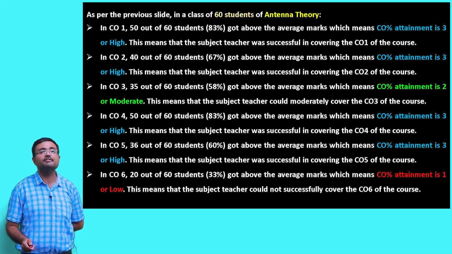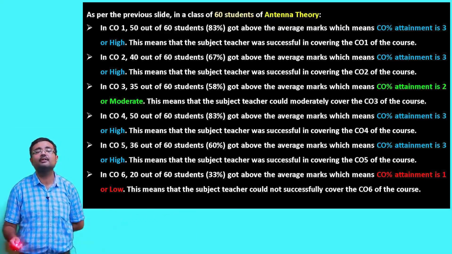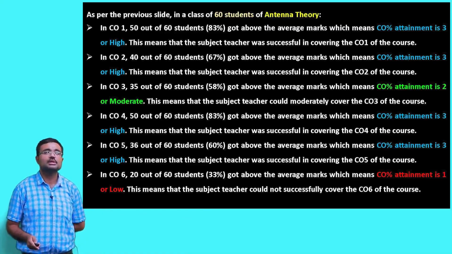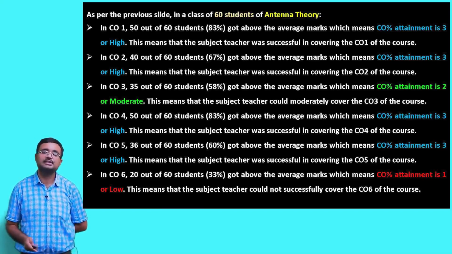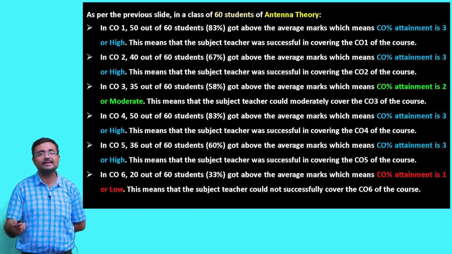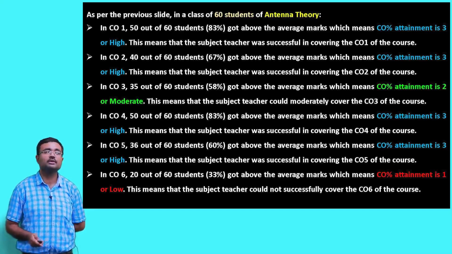CO3, only 58%, 35 out of 60 students got above the average marks, which means CO percentage attainment is 2 or moderate. This means the subject teacher could moderately cover the CO3 of the course. CO4 well attained, CO5 well attained, CO6 it is low, 1 or low. It means that the subject teacher could not successfully cover the CO6 of the course, and next time when it is taught, special care will have to be taken.